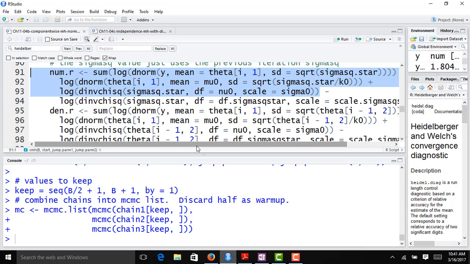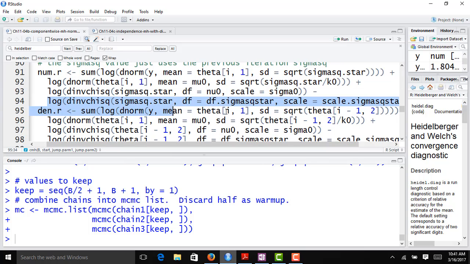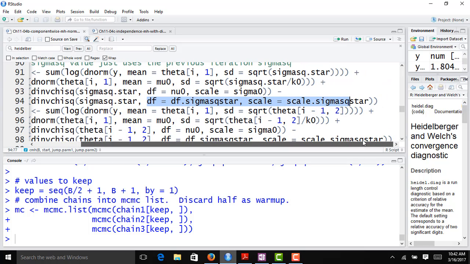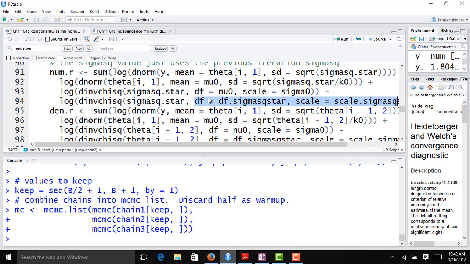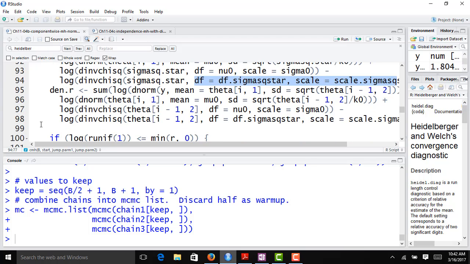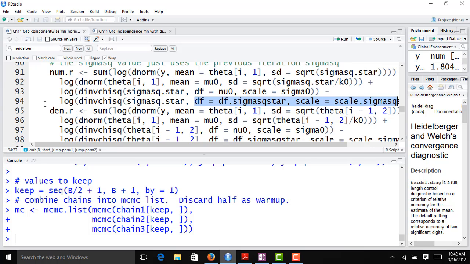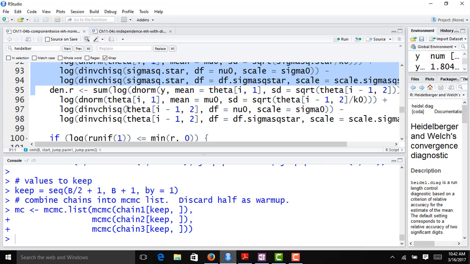I'm just making those relevant updates, and then I'm evaluating my jump density at sigma squared star using the corresponding degrees of freedom and scale parameters for that jump distribution. And then the denominator is very simple to calculate once I have correctly outlined the numerator. Everywhere I have a sigma squared star, I'm going to replace it with sigma squared of i minus 1, the value that I used in the previous iteration of my chain. And so you can see that's what I'm doing here.